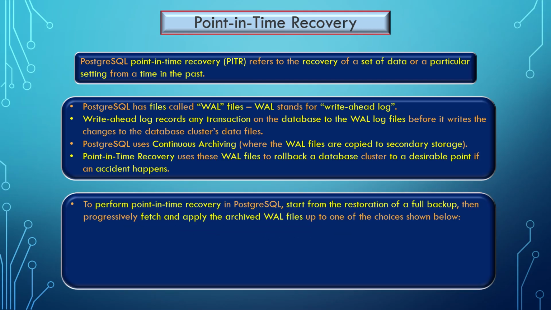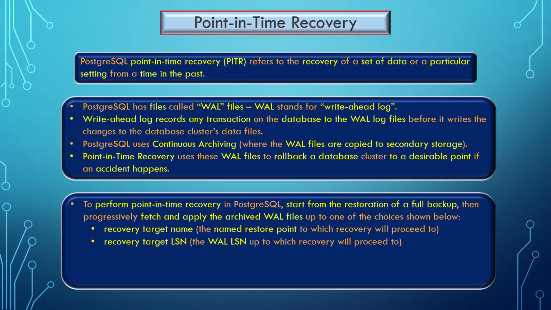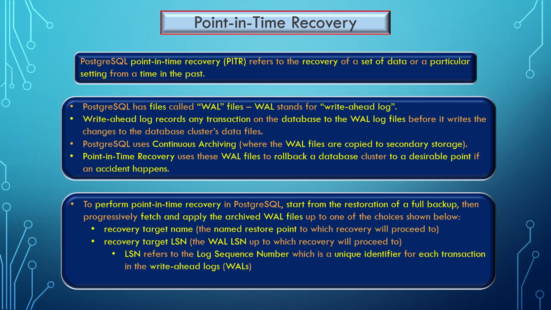To perform point-in-time recovery in PostgreSQL, start from the restoration of a full backup, then progressively fetch and apply the archived WAL files up to one of the choices shown below. Recovery target name, which is the named restore point to which the recovery will proceed, or the recovery target LSN, which is the WAL LSN up to which recovery will proceed. LSN refers to the log sequence number, which is a unique identifier for each transaction in the write-ahead logs, or recovery target time, which is the timestamp up to which the recovery will proceed.